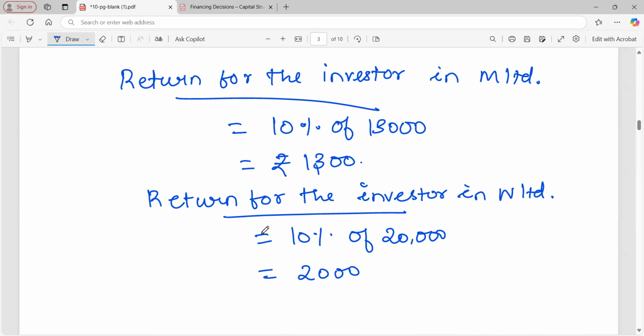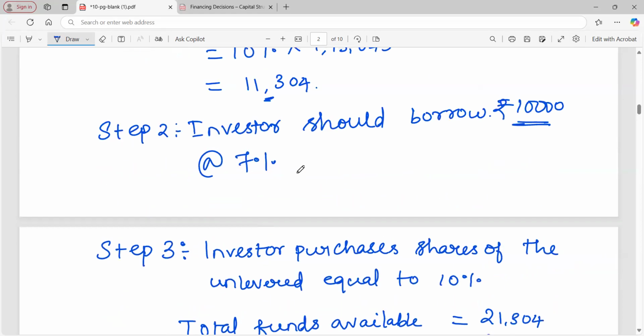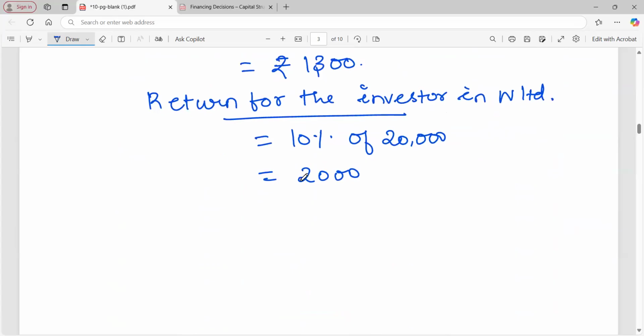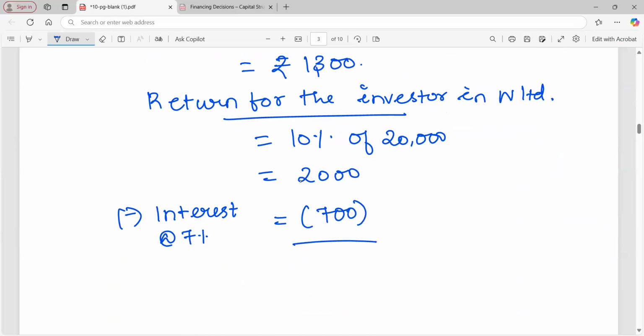But wait, in the second step, we can see that the investor borrowed some money. How much did he borrow? 10,000. On this 10,000, the investor should pay what? Interest, right? So this return is the gross return. When you have to calculate the net return, we have to subtract interest at 7 percentage. So the investor borrowed 10,000 on which he should pay 7 percentage interest. So 700 is the interest that will be paid by the investor. So the net return or net benefit to the investor is only 1,300 rupees.